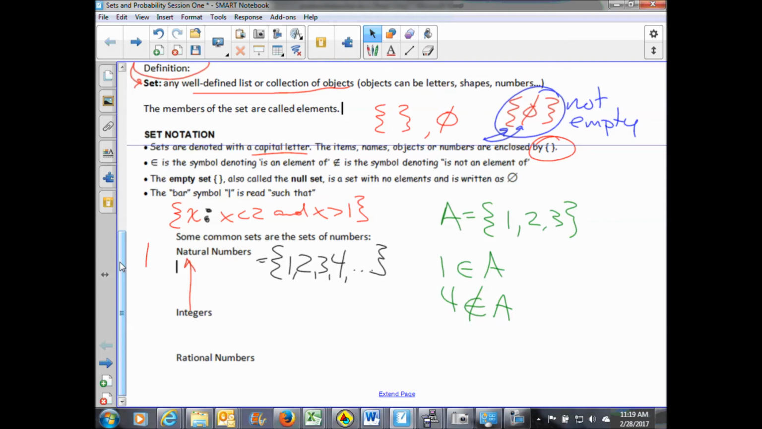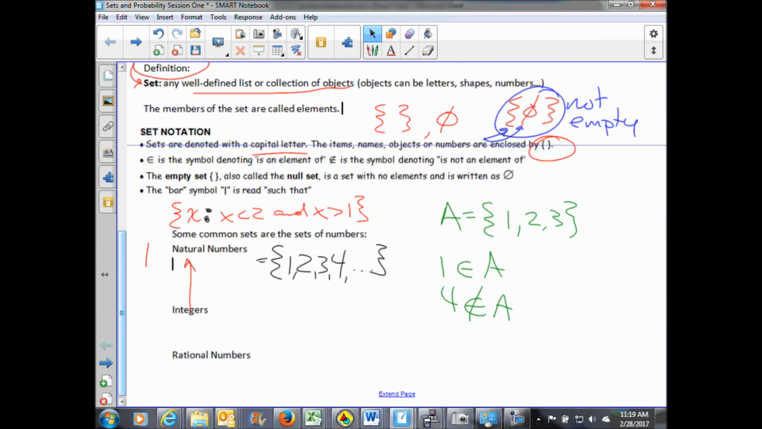Now, if I were to ask, is 2.5 in the set? It is not in the set of natural numbers, because that set of numbers is a set that is being listed or delineated: 1, 2, 3, 4. Now, 2.5 would be between 2 and 3 on the number line, but since we're going from 2 to 3, we're not including the numbers in between.